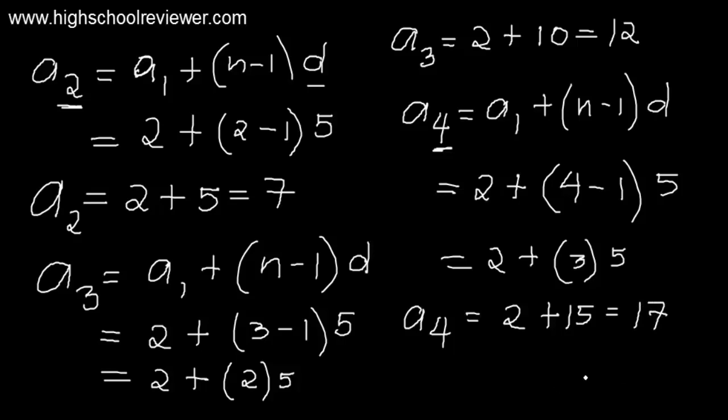So again, our a sub 4 is positive 17. A sub 3 is equal to positive 12, and a sub 2 is equal to positive 7. These are our final answers.